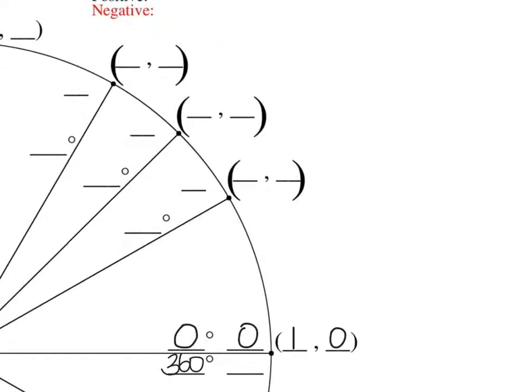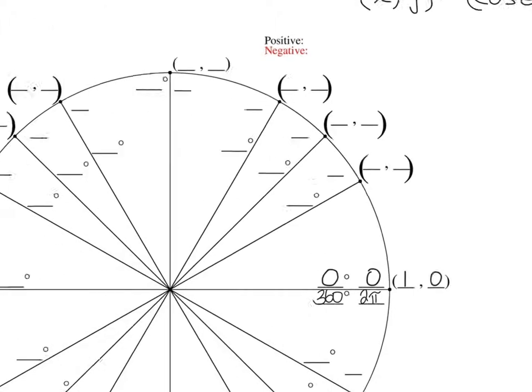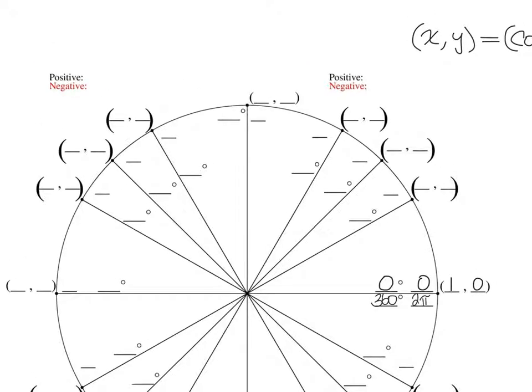360 degrees. Do we know how many radians that corresponds to? 2 pi. All right, that's actually all the information you need in order to determine every single radian measure in this entire circle.